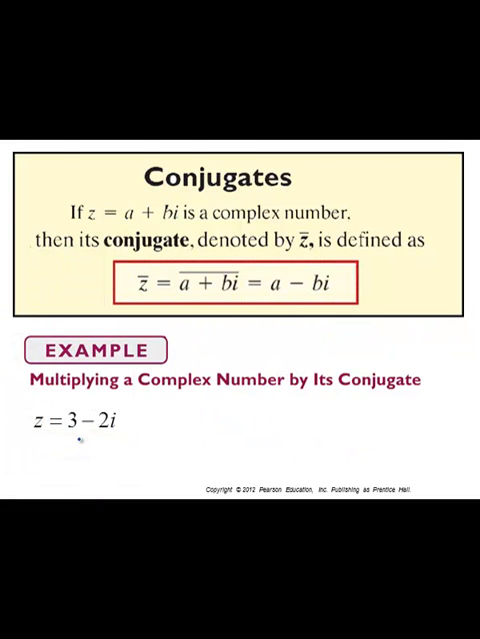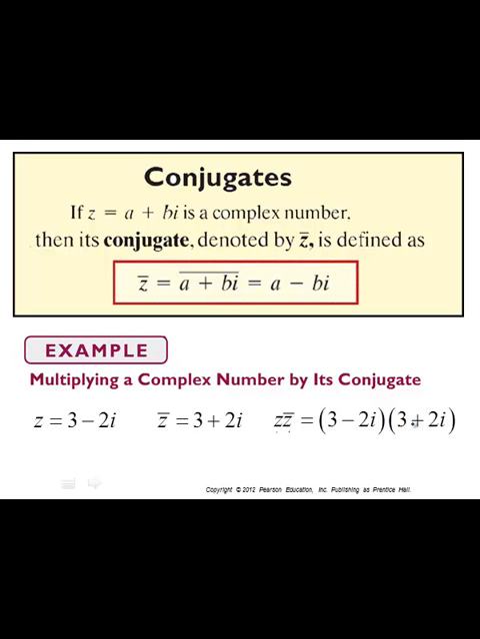So what happens, do you think, if we were to take some complex number and multiply that number by its conjugate? So for example, 3 minus 2i, do you remember the conjugate of 3 minus 2i? 3 plus 2i. Alright? And now let's multiply those numbers together and see what happens. So z times z bar means the complex number z times its conjugate, 3 minus 2i times 3 plus 2i.